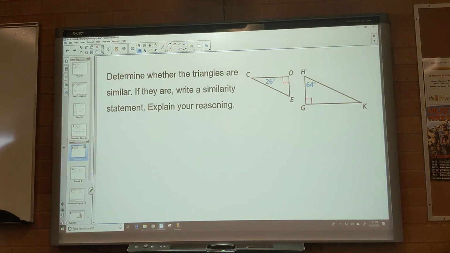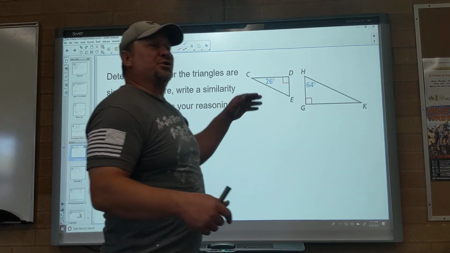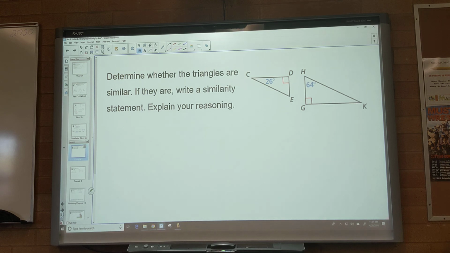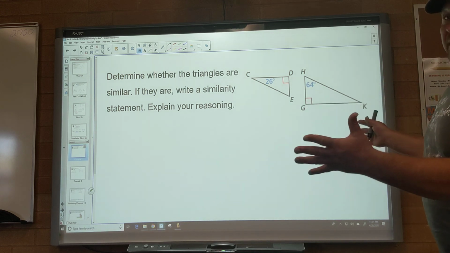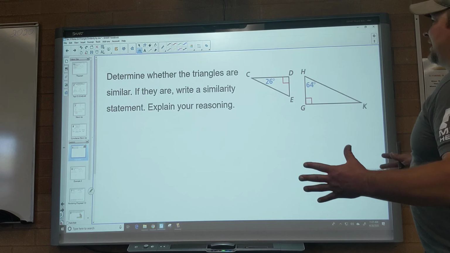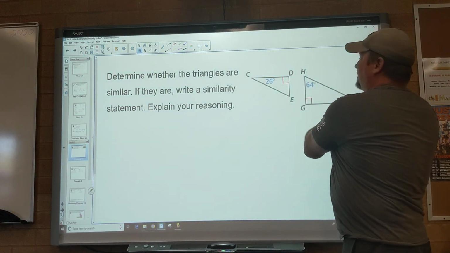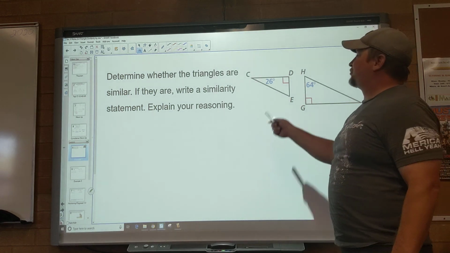Okay, I'll do this one with you. Determine whether the triangles are similar. So we're going to decide if these two triangles are similar. So look at the picture to start and say to yourself, is there anything I can personally mark? The pictures are separated. I'm not going to mark anything except for individual things on this triangle or individual things on this triangle.